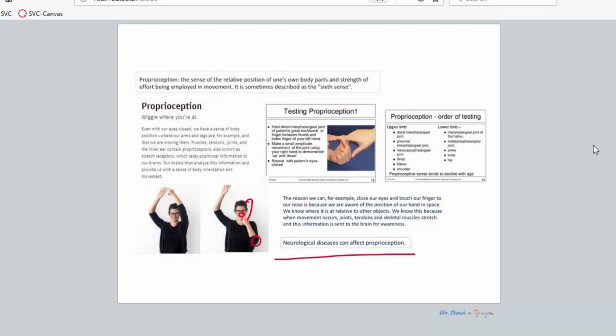And neurological diseases can affect this proprioception. So there are things you can do to test for this proprioception to see if this sensory system is inhibited or damaged for some reason.